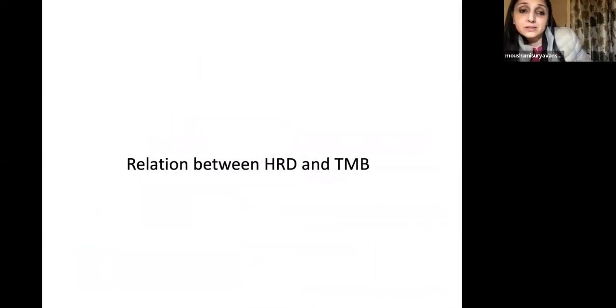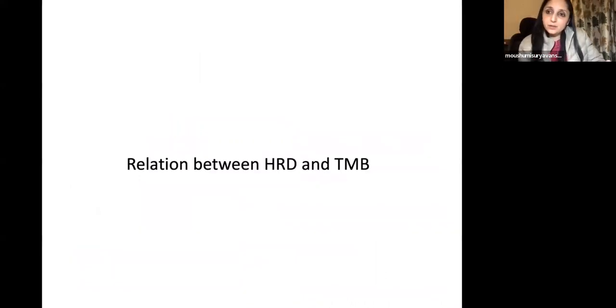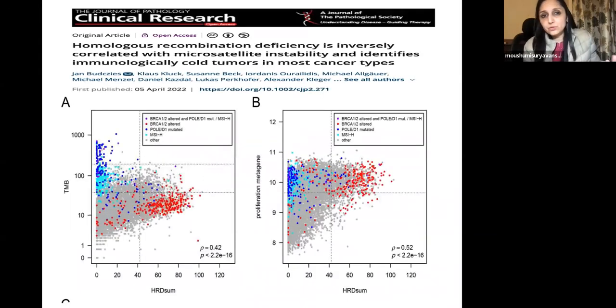Then there is another thing which I clinically get a lot of questions about, which is the relation between HRD and TMB. If you look up the literature, it is very varied. Some of the publications say there is a positive correlation, that they correlate proportionately, and some say they don't correlate. So we don't know the truth, but this is a recent article which I found, and I thought I should share it with you, to show how it correlates.